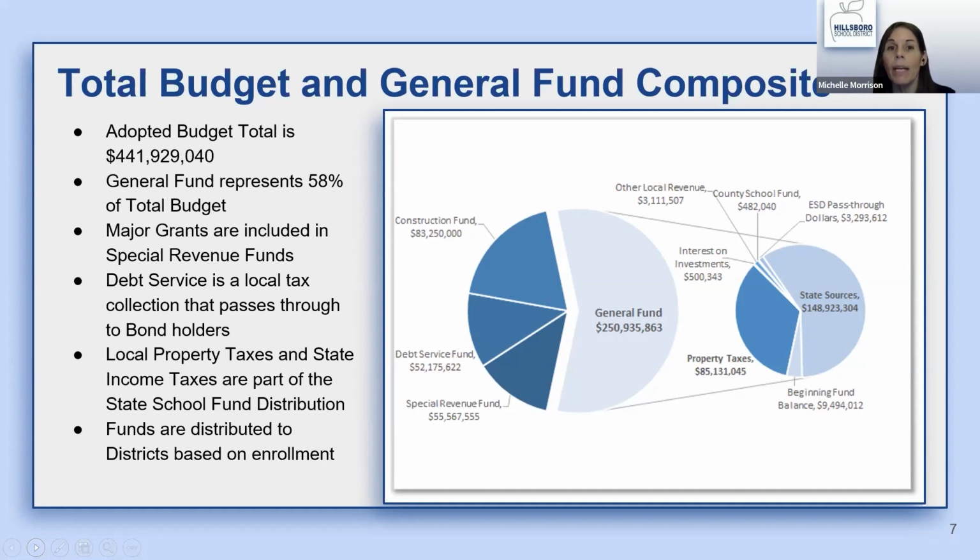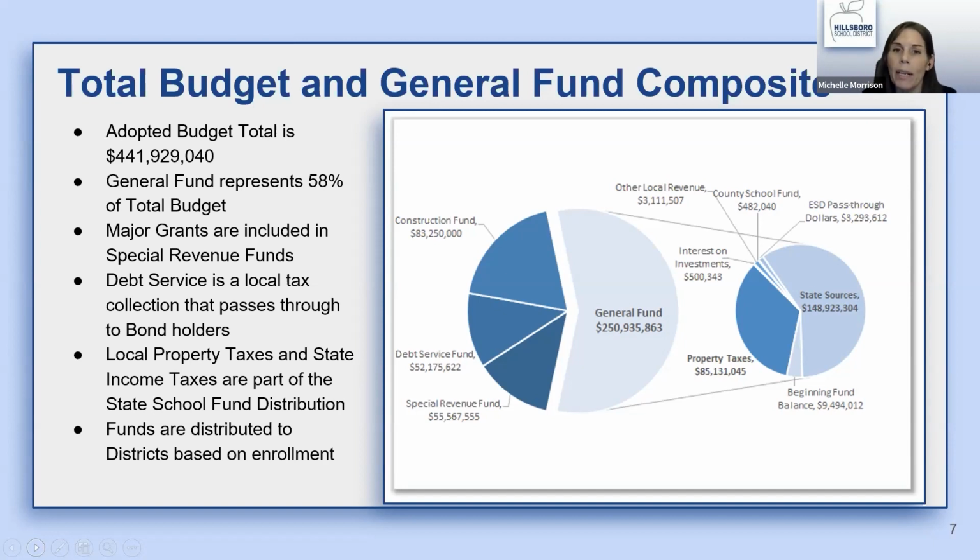But this gives us a sense of what our finances are made up of. Our construction fund this year, we had an $83 million budget. It has to be spent on things that were approved by voters under the ballot title. You can see the debt service fund is just over $52 million, and that is a separate tax revenue that we collect in order to pay debt service on those bond funds. And then we have our special revenue fund, and that would include all of our major grants, like the student investment account, high school success. It holds our nutrition services and all of our federal programs, including IDEA. So all of those restricted funds live in that space.